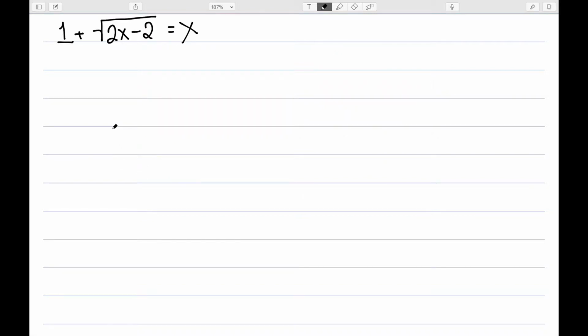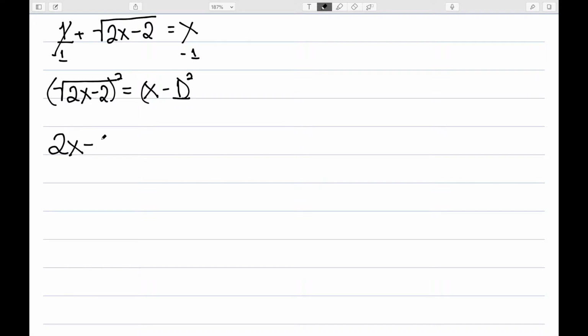For my next equation, 1 plus the square root of 2x minus 2 equal to x. We need to start by getting everything that's not the square root on one side of the equation. The square root should be alone on one side of the equation. So 2x minus 2 equal to x minus 1. Squaring both sides, the square and the square root cancel each other out. That gives me 2x minus 2. The right-hand side, I'm going to do a little bit of scratch work over here. Squaring means I need to FOIL this out. That would be x squared minus x minus x plus 1. In other words, x squared minus 2x plus 1.